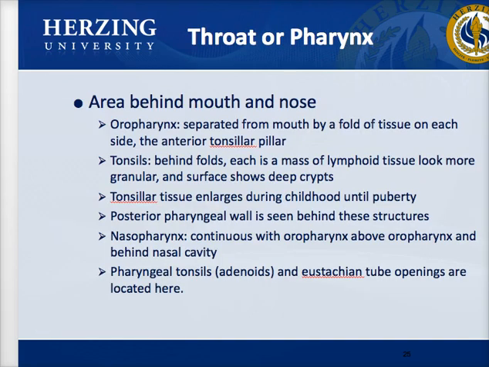The throat is the area behind the mouth and nose. The oropharynx is separated from the mouth by folds of tissue on each side, which are the anterior tonsillar pillars. Behind these folds are the tonsils, which are masses of lymphoid tissue. The nasopharynx is continuous with the oropharynx and contains the pharyngeal tonsils, or adenoids, and the eustachian tube openings.